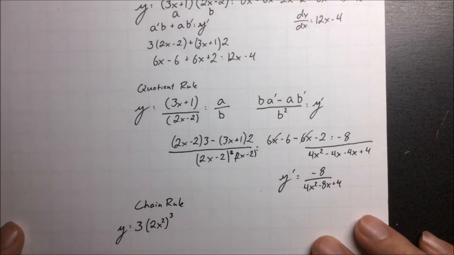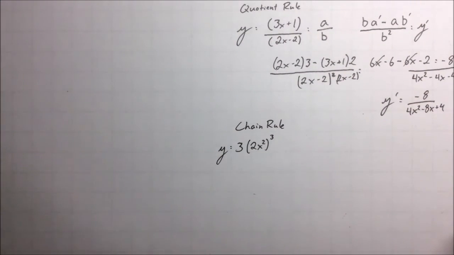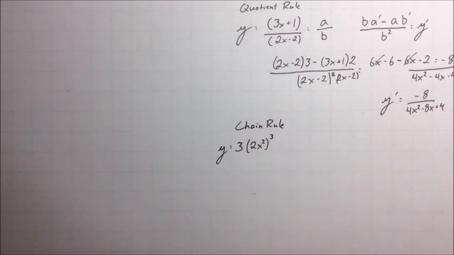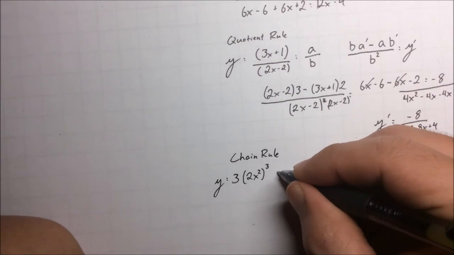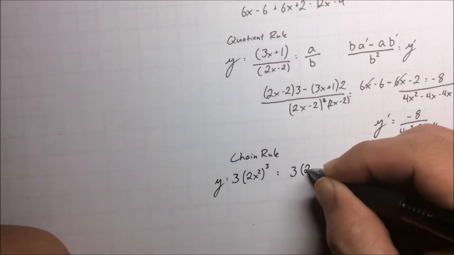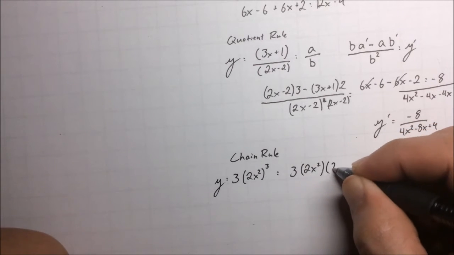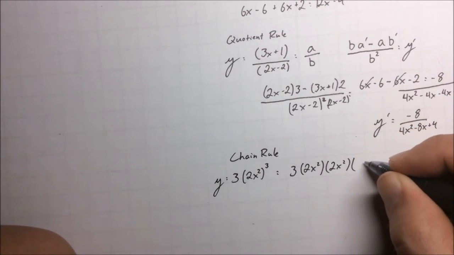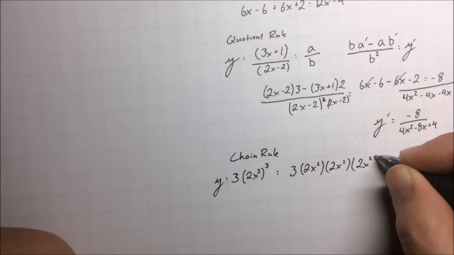Lastly, we're going to talk about the chain rule. The chain rule is whenever you have a function kind of nested within a function. And so it kind of looks like you can use power rule, and you can if you actually expanded this out. So remember that this to the third power there is actually like saying 3 times 2x squared times 2x squared times 2x squared. Okay?